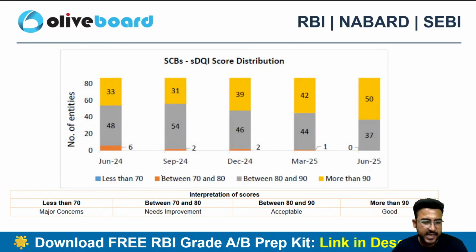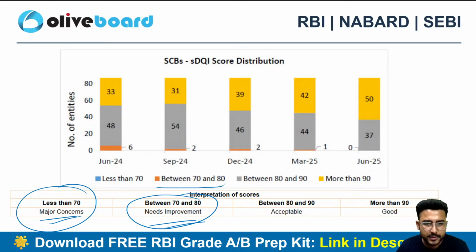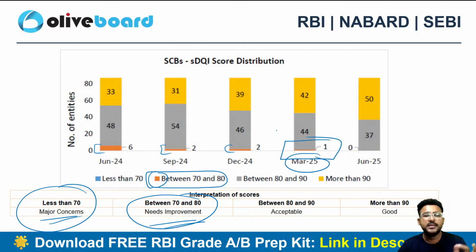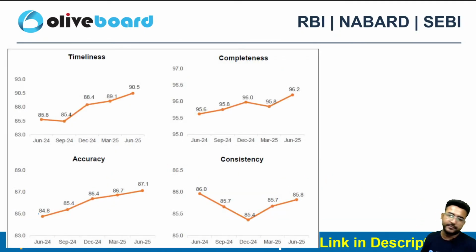This score is at different levels: less than 70 is a major concern, between 70 to 80 needs improvement. The orange area reflects 70 to 80. In March 2025 you had one entity in the 70 to 80 range, but as of June 2025 we don't have any entity which is less than 70 or between 70 to 80. We don't have any such entity. All the entities are between 80 to 90 or more than 90. That's a positive thing for the economy as a whole.